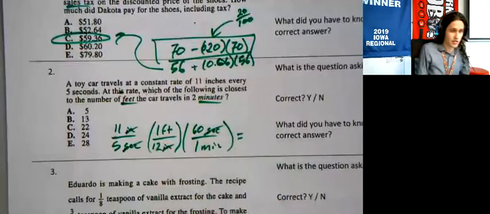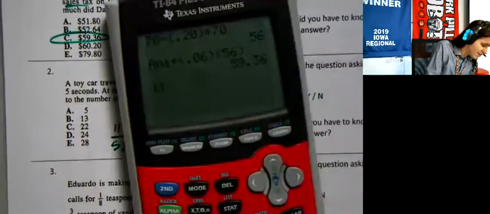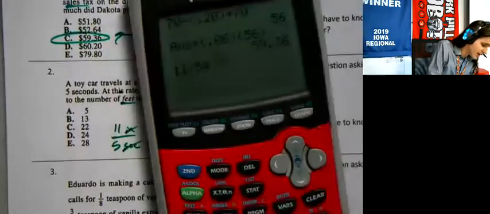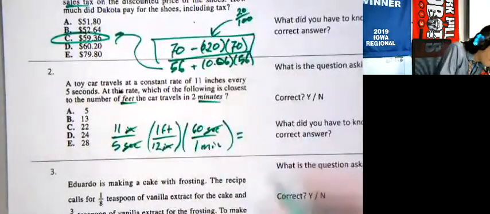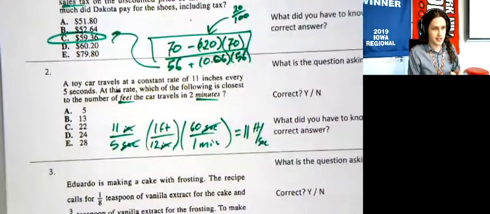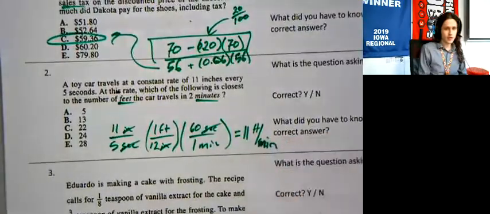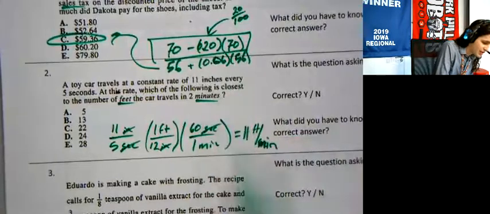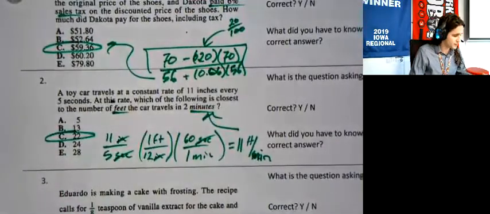And now I'm going to get an answer here of, what do I get? 11 divided by 5 divided by 12 times 60. And I get an answer of 11 feet per minute. Excuse me, not per second, rather per minute. Well, and how far does it go in 2 minutes? Multiply it by 2 to get your answer of 22 feet. Cool. What else can we do?